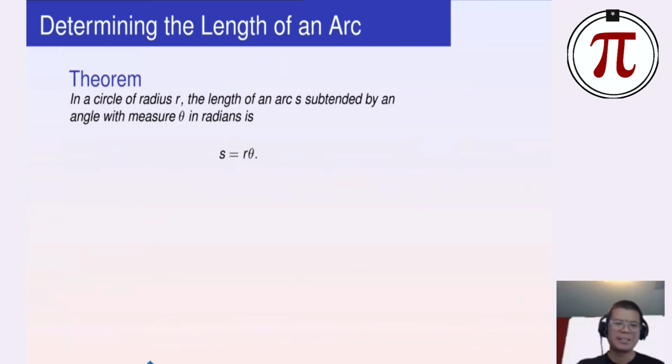Consider the following theorem. In a circle of radius r, the length of an arc S subtended by an angle with measure theta in radians, be careful, this is in radians, is S equals r times theta, just the product of the radius and the measure in radians. That is the arc length.